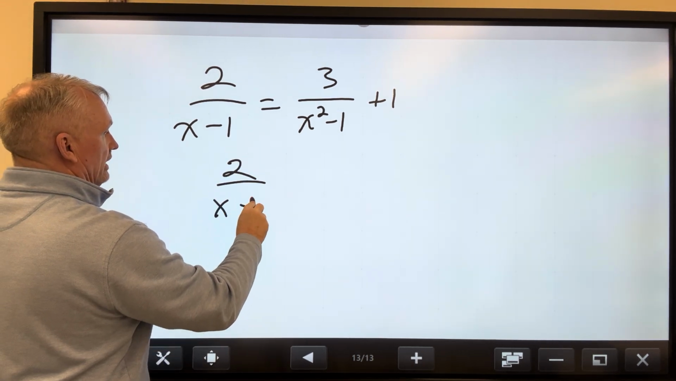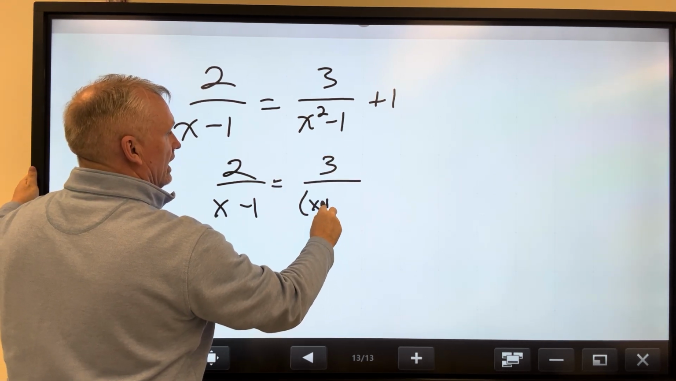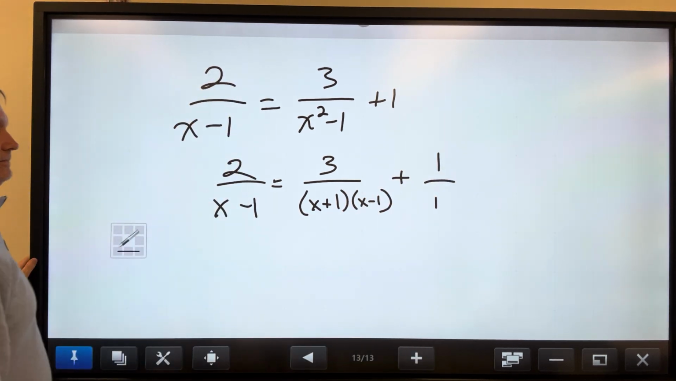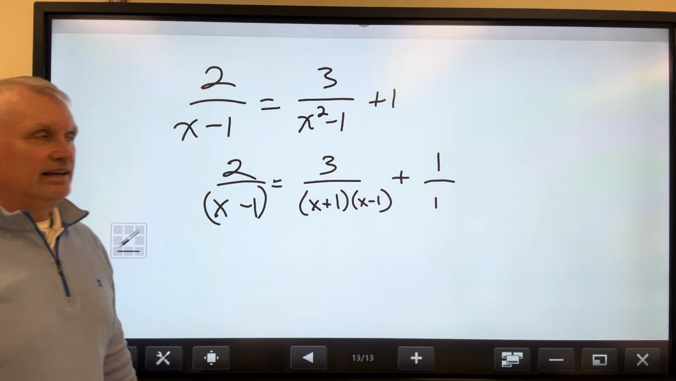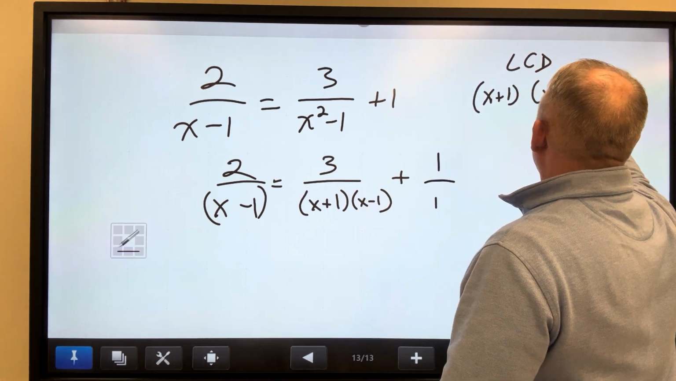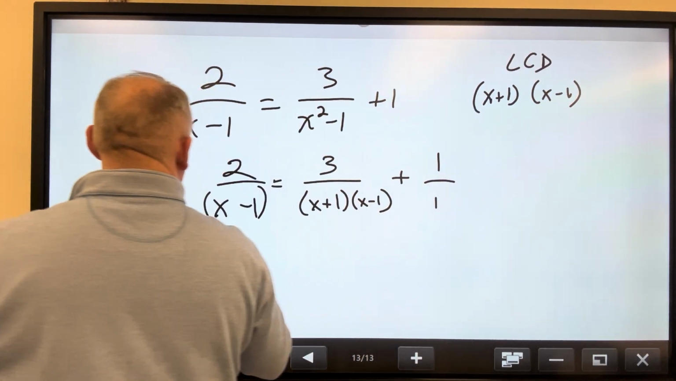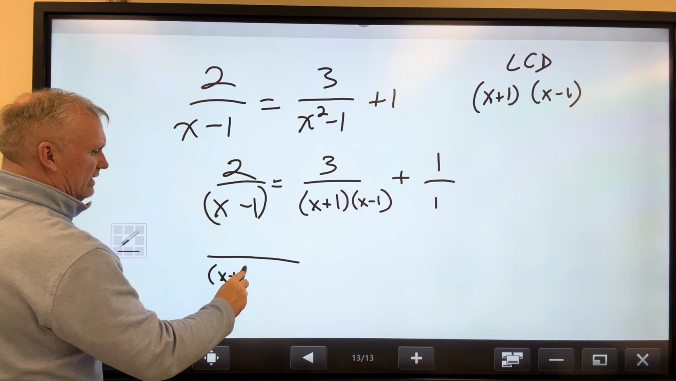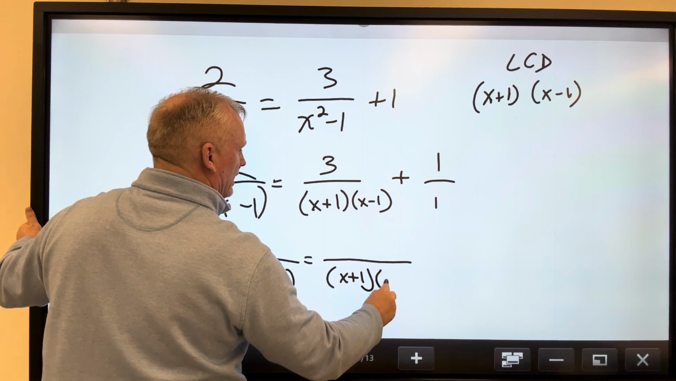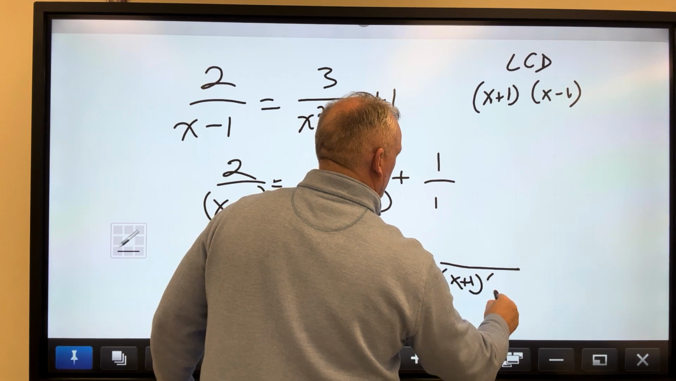2 over x minus 1 is equal to 3, and I'm going to factor this, x plus 1, x minus 1, plus 1 over 1. My LCD, take everything that you see, which is x plus 1, x minus 1. That's my LCD. So my LCD is x plus 1, x minus 1.